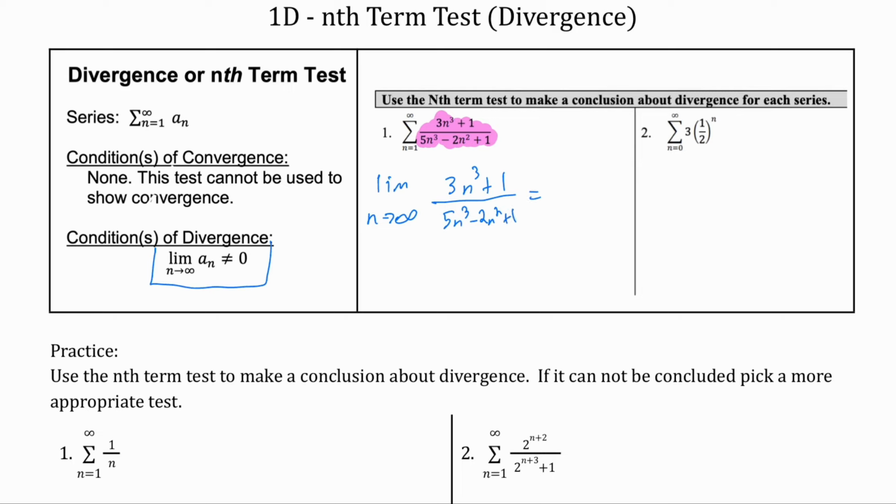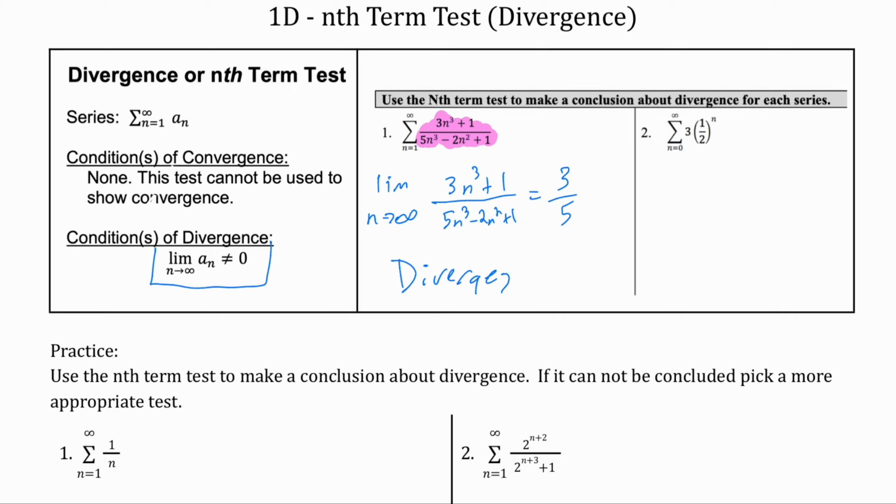And the cool thing about this is it helps us review those old limit rules. Since this is equal degree in the top and bottom, the highest exponents being n to the third, we can look at those coefficients and say, hey, look, this limit is 3/5. So since that is not 0, we can say that this series diverges.